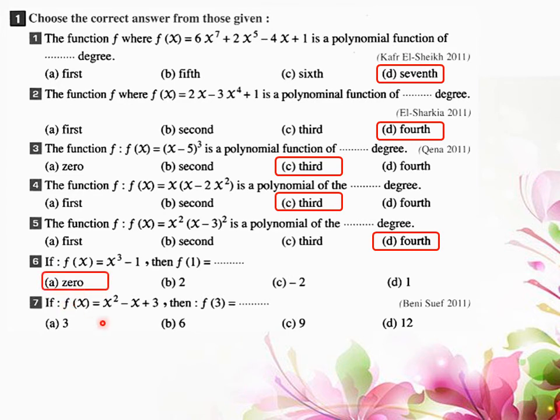The last one, f of x equals x power 2 minus x plus 3. Then f of 3, we replace x by 3. So 3 power 2 equals 9. 9 minus 3 equals 6. 6 plus 3 will be 9.